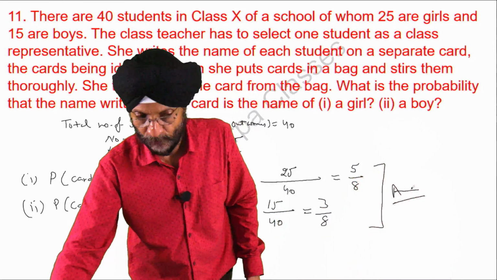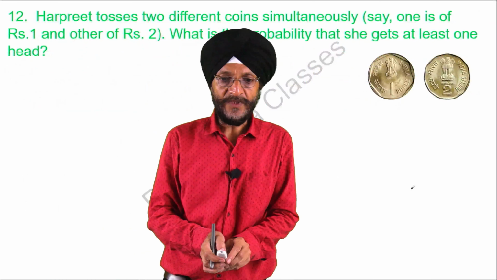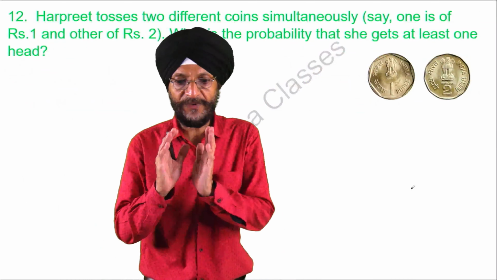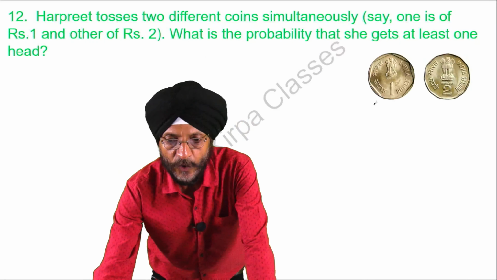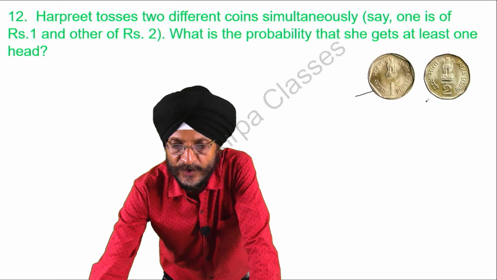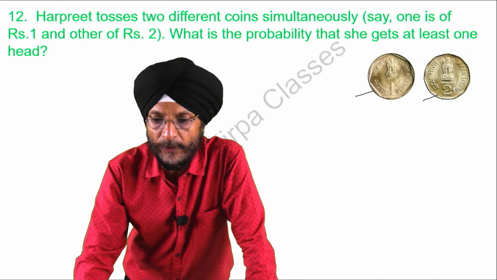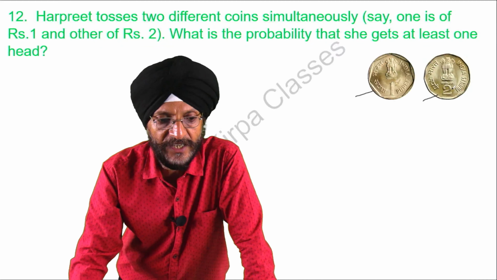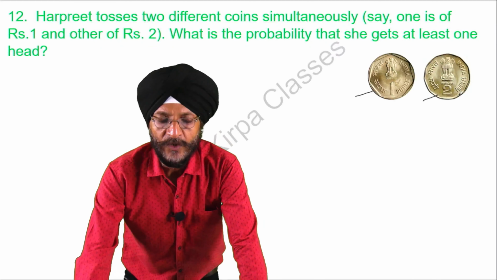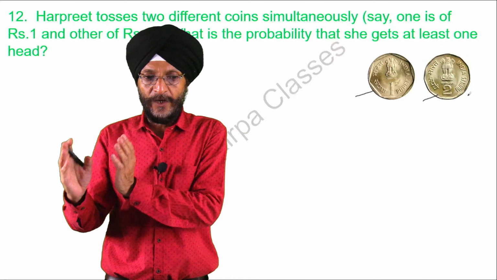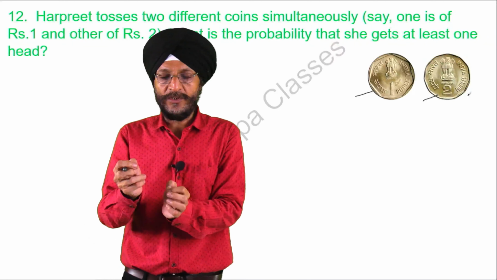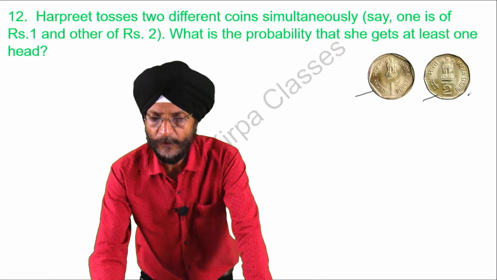Now the next question before us is, Harpreet tosses two different coins simultaneously. Say one is rupee 1 and the other is rupee 2. What is the probability that she at least gets one head? So there are two coins, 1 rupee and 2 rupee, and they are to be tossed simultaneously. Let us find out the probabilities.